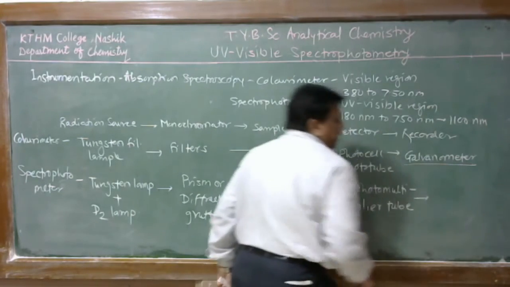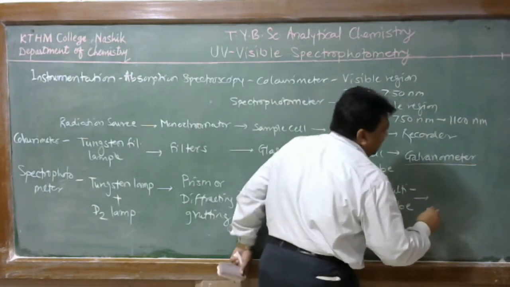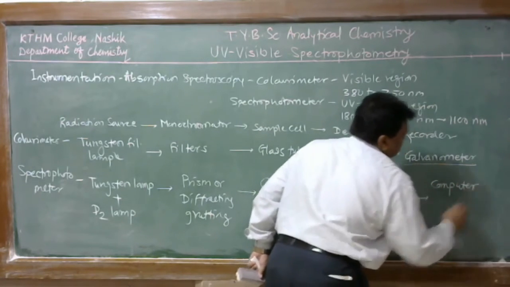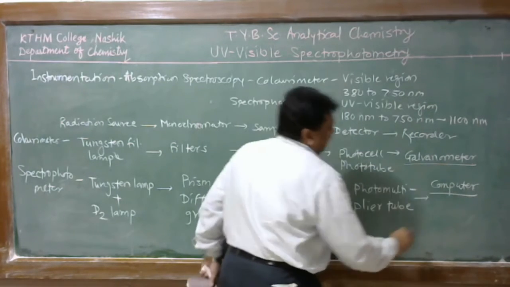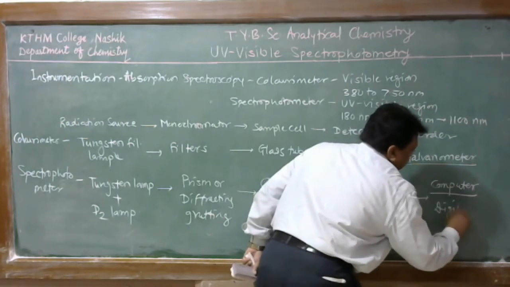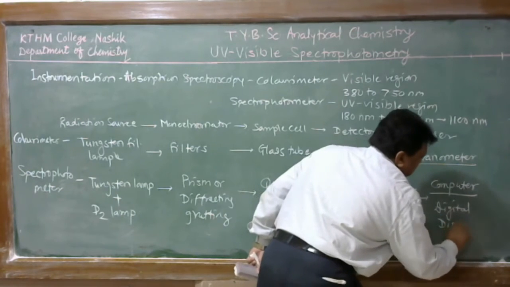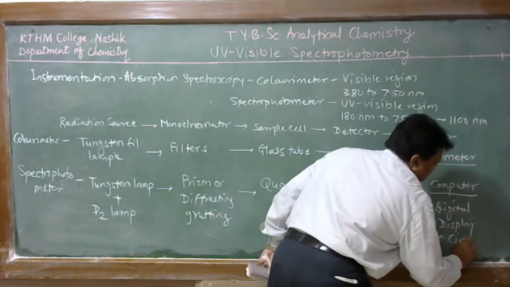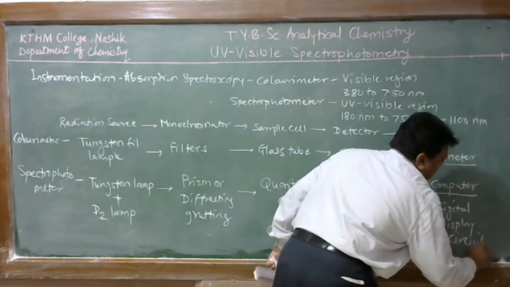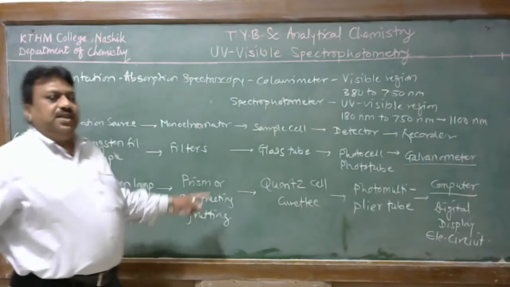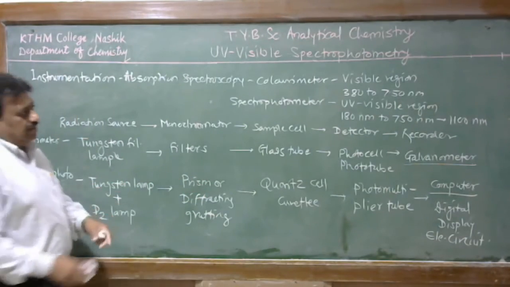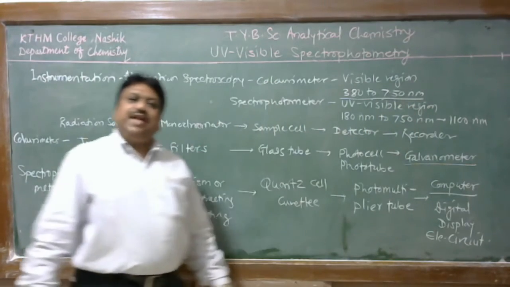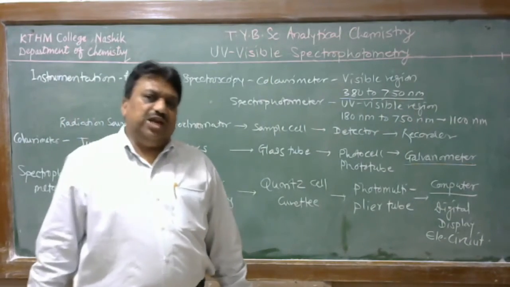Here the recorder may sometimes be a computerized system, or sometimes a digital display or electronic circuit, that is a recorder. Therefore, here the colorimeter works in the visible region, 380 nanometer to 750 nanometer.